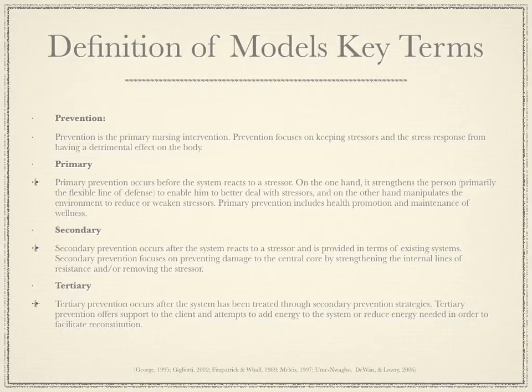Secondary prevention occurs after the system has reacted to a stressor and is provided in terms relative to the existing system. It focuses on preventing damage to the central core by strengthening the internal lines of resistance and/or removing the stressor. Finally, tertiary prevention. This occurs after the system has been treated through secondary prevention strategies.